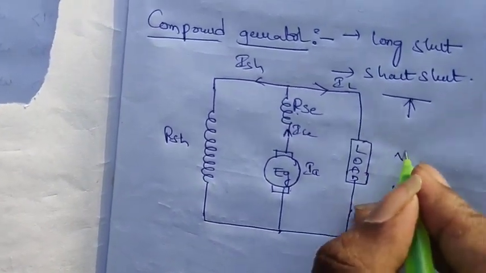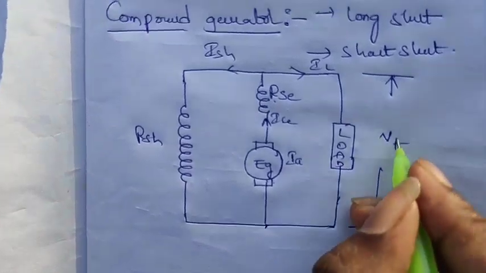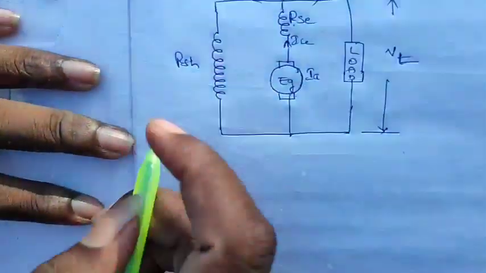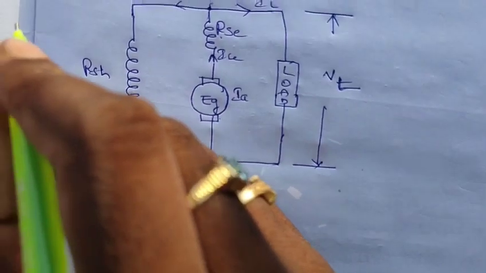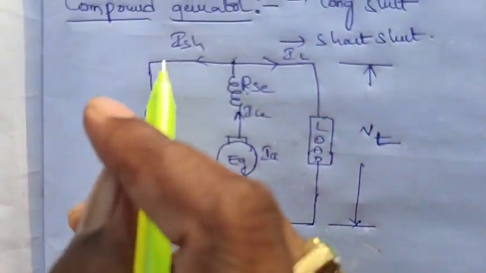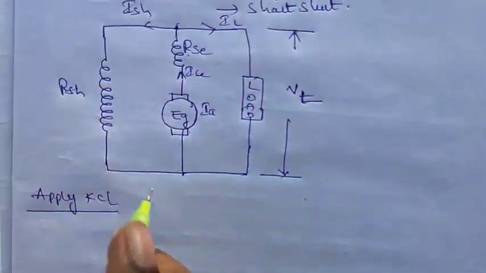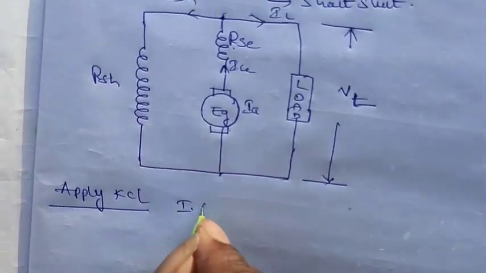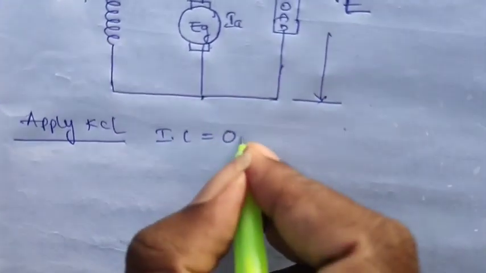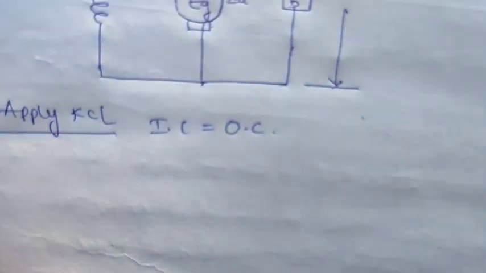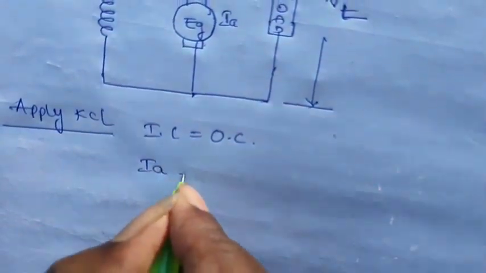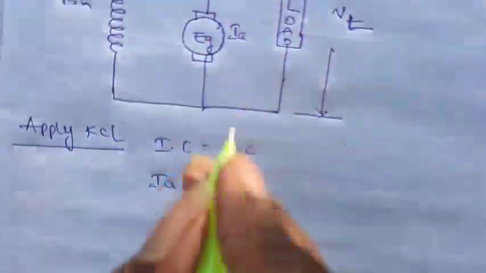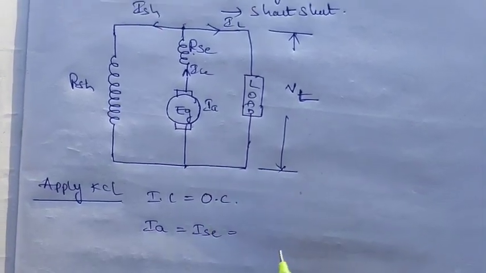So across the load, the voltage is VL. Here we can also apply KCL, because there is one node. In a series generator there are no nodes, that's why we cannot apply KCL. But here one node is there. Apply KCL: incoming current equals outgoing current. Here the incoming current is IA, because IA and ISC are in series, so IA equals ISC.